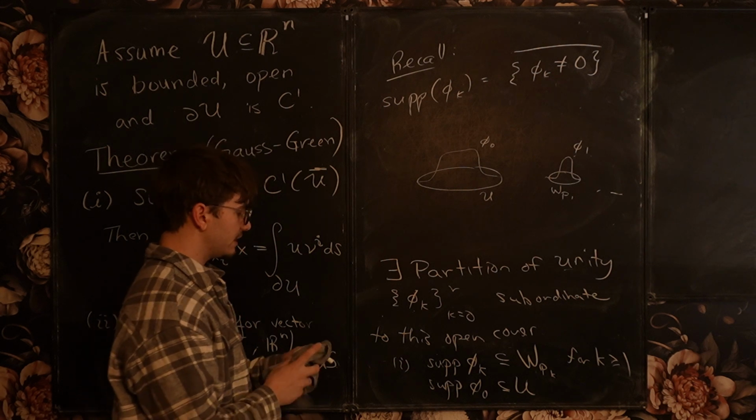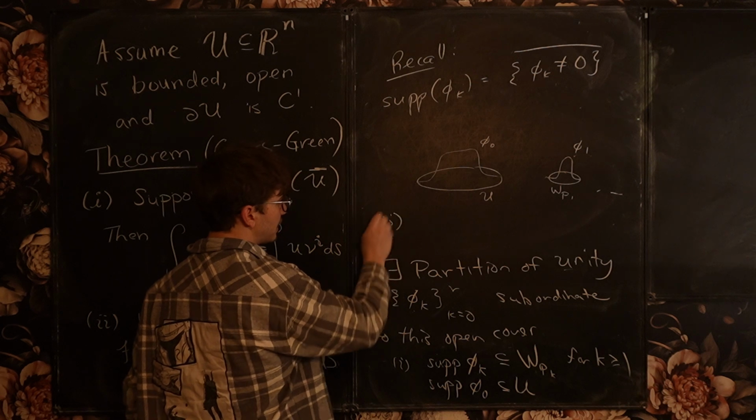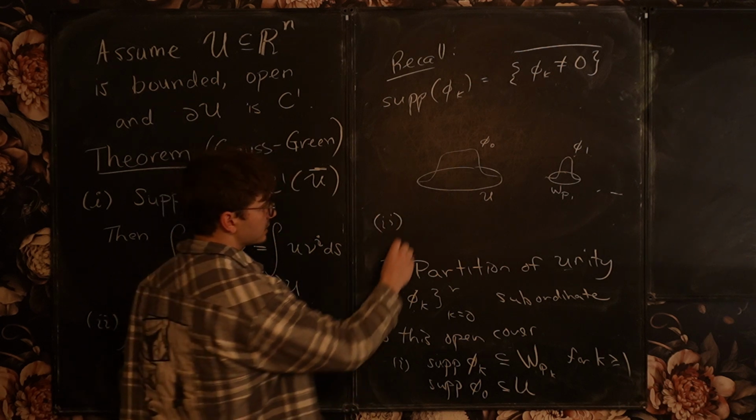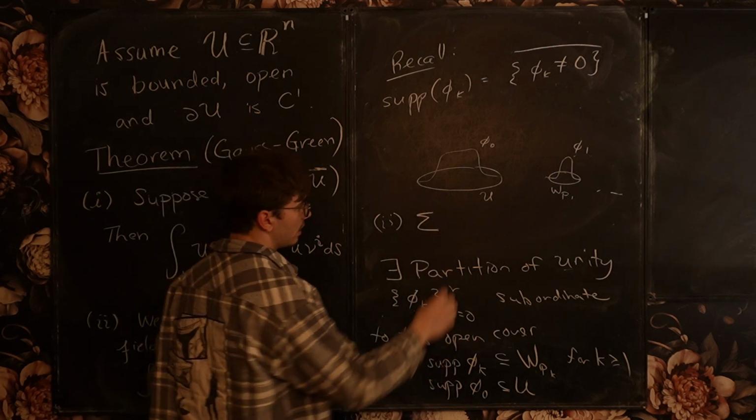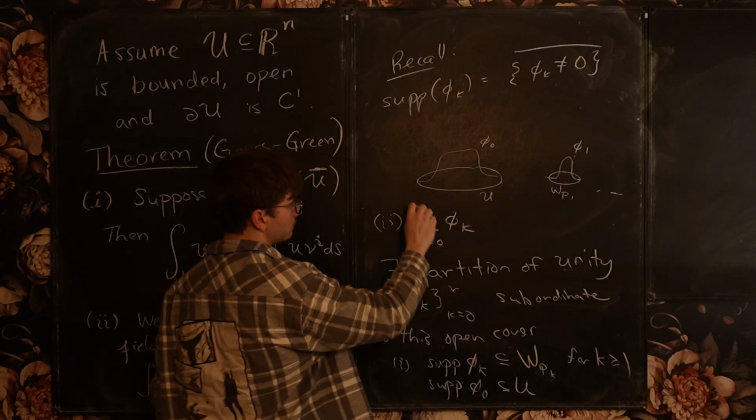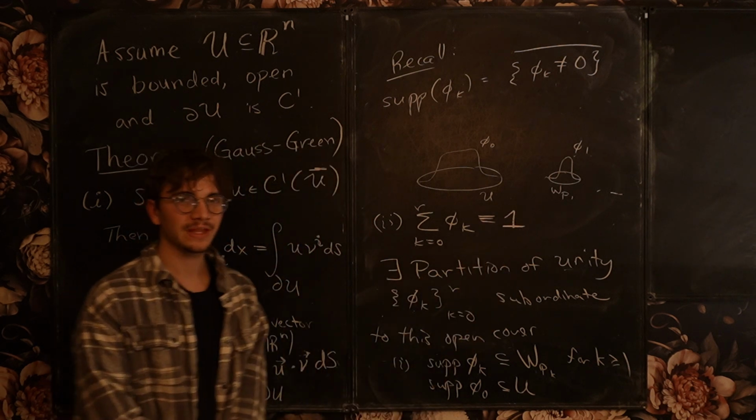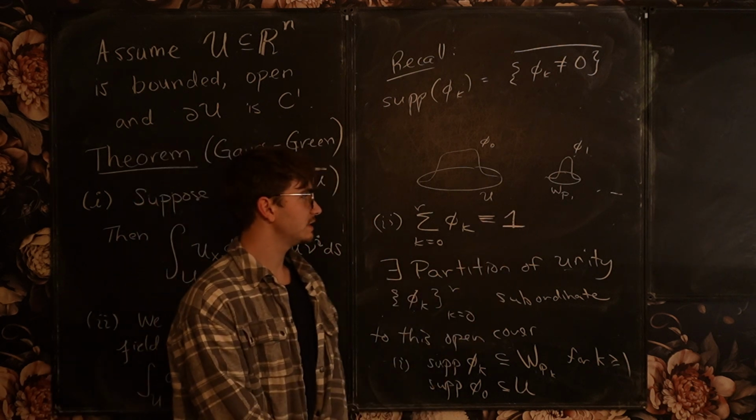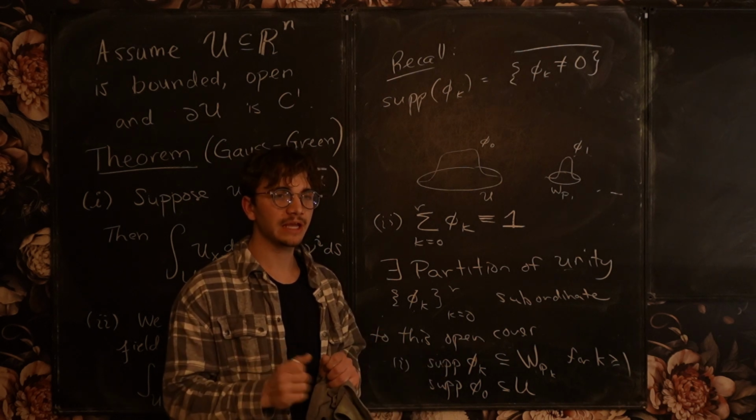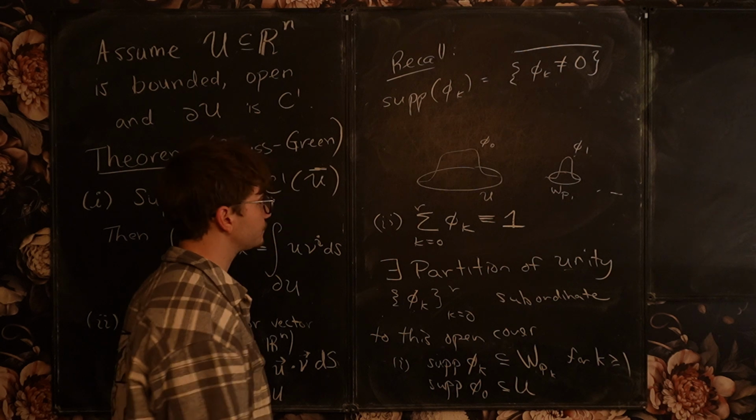And then the second condition we require for a partition of unity, which I'm going to write up here, is that the summation of these phi k's, where k runs from 0 to r, is identically constant 1. This is the key: all of these functions, when you add them together, sum to 1 identically.